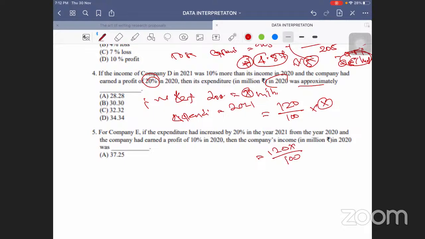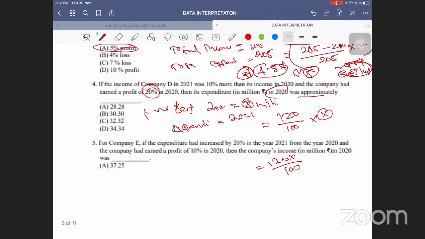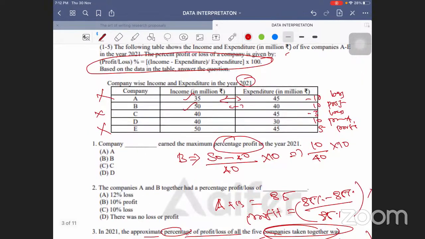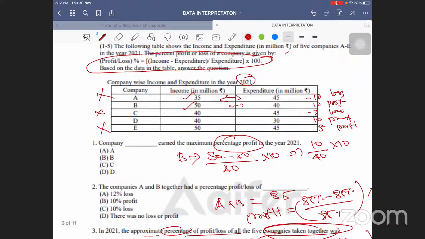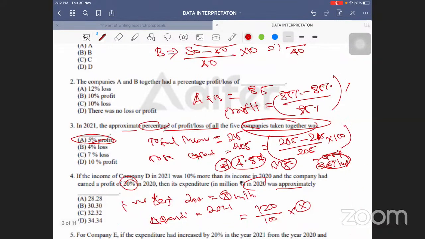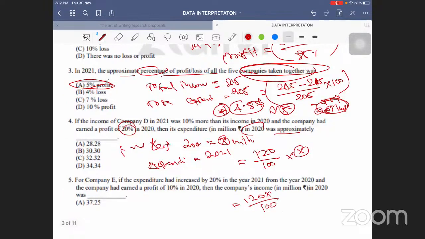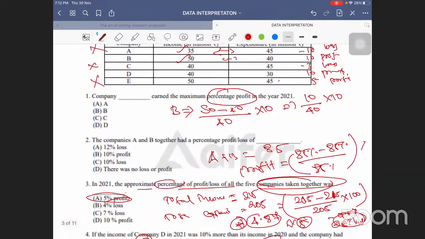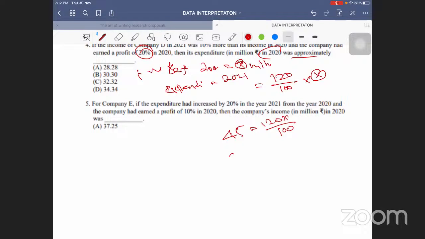So we know that the expenditure of the 2021 company E is 45. So we need X. So 45 into 100 divided by 120 into X is equal to X. So X is around 37 point something.